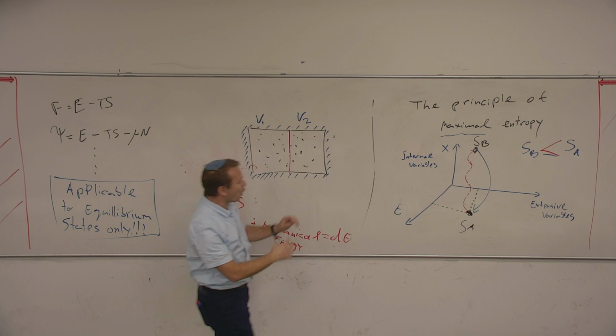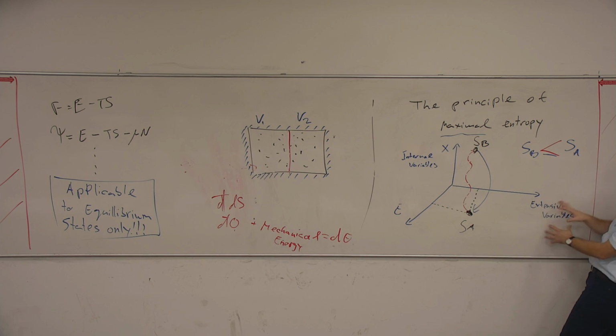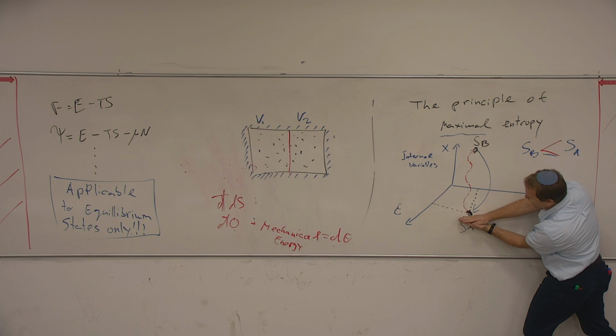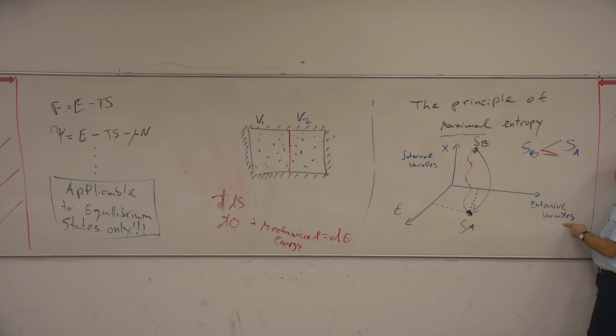No, all the way. So the question is what I do with energy and extensive variables. All the way when going from A to B, E is kept constant and the extensive variables are kept constant.